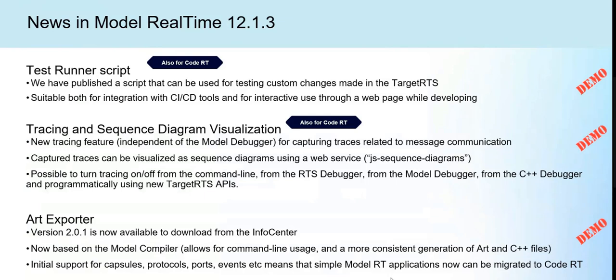So previously, this tool only supported data types. Now we support, at least initially, capsules, protocols, ports, events, etc., which means that you actually now can start to migrate at least simple applications from Model RealTime to Code RealTime.